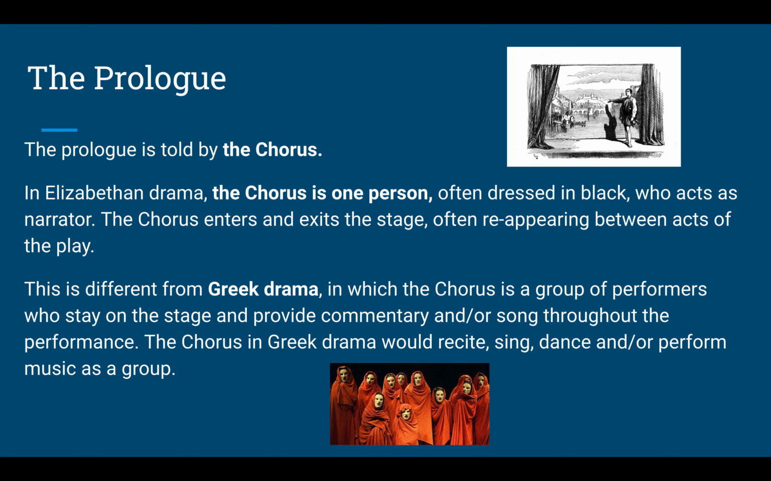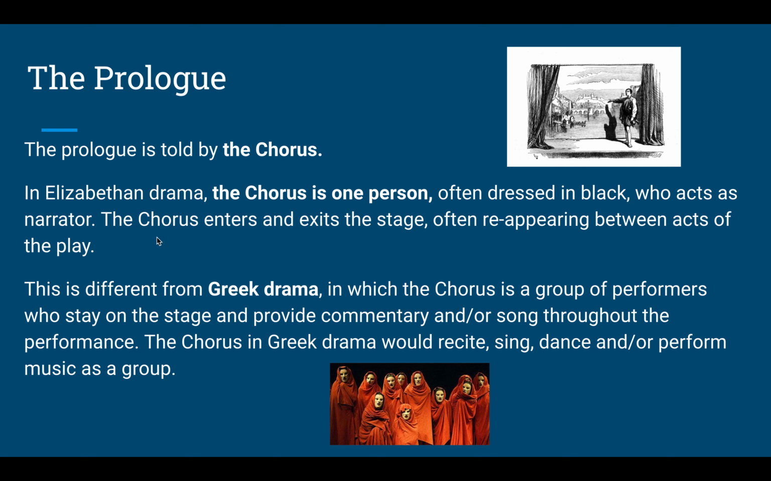Now, the prologue in Romeo and Juliet and in other Shakespeare plays is told by the chorus. Unlike in Greek drama, the chorus in Elizabethan drama is just one person. This person is kind of like a narrator. They're often dressed in black, but not always. They can wear the costuming that would go with the play, or other costumes as well. But often they do dress in black because they're kind of in the background.